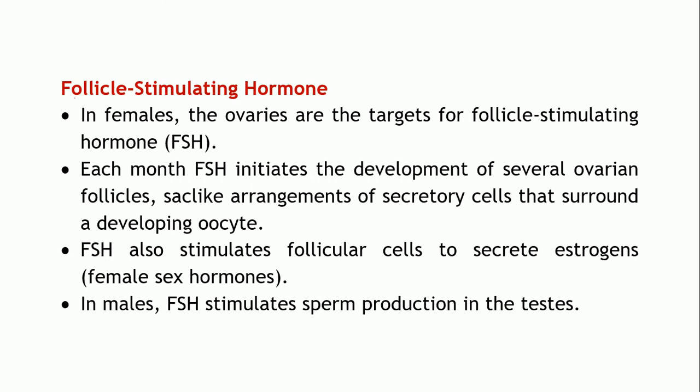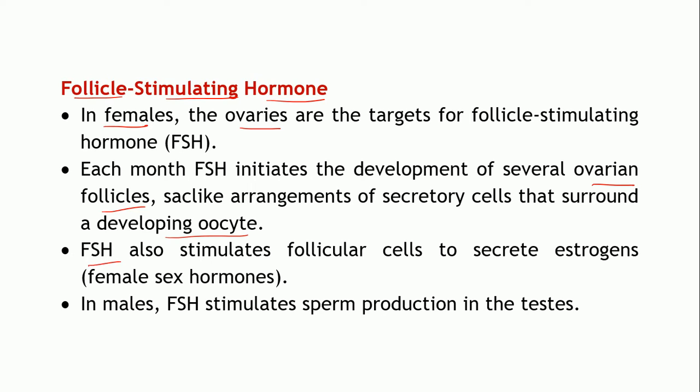The next hormone produced by the anterior pituitary is the follicle-stimulating hormone, by the gonadotropes. In case of females, this particular hormone acts on the ovaries. Each month there are several ovarian follicles which will grow, and this growth is initiated by the FSH. The secretory cells are present around the developing oocyte, which will turn into a gamete. We will be talking about all this in detail in the reproductive system. So, the growth of this follicle is promoted by the FSH.